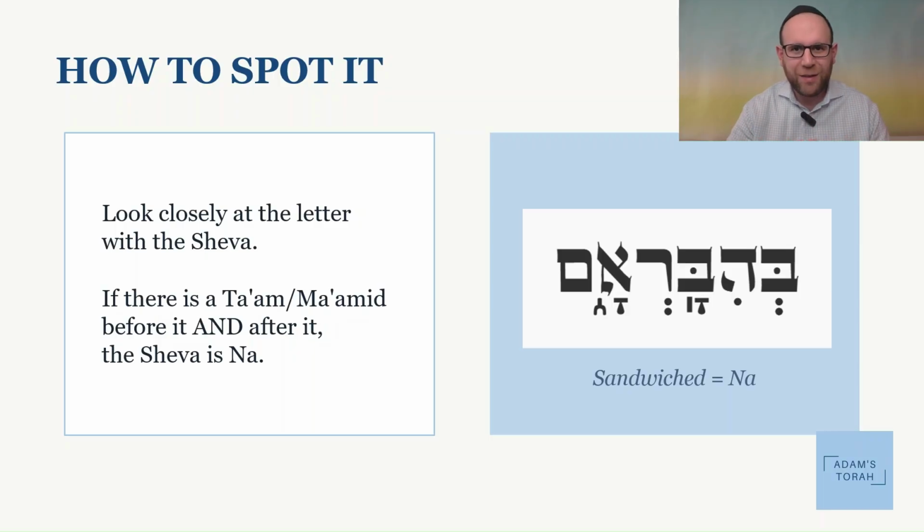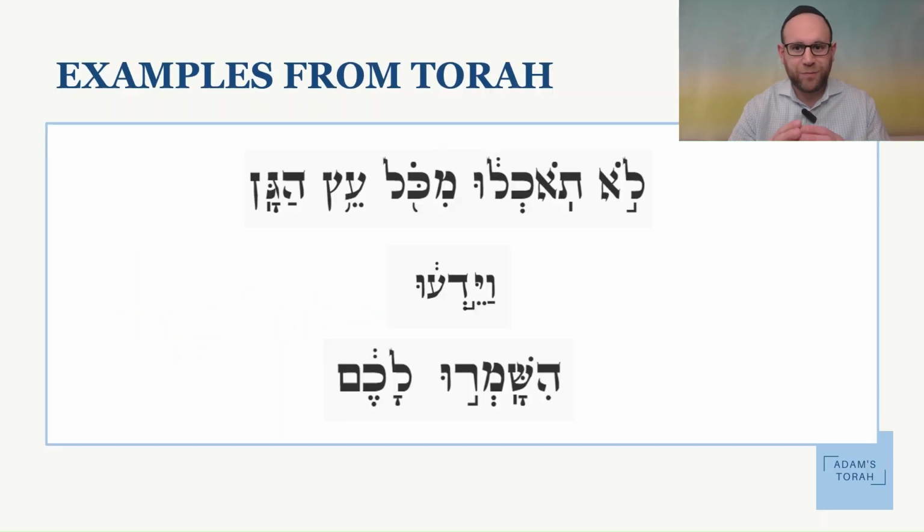Now, obviously, this video series, it would be beyond the scope to explain what all of the ta'amim are and all of the functions of the ta'amim. But suffice it to say that you see a resh in the middle of the word. There is a ma'amid, which is a line, on the letter right before it. There is a tam right after it, which in this case the tam is the atnach, so that is a sheva na.